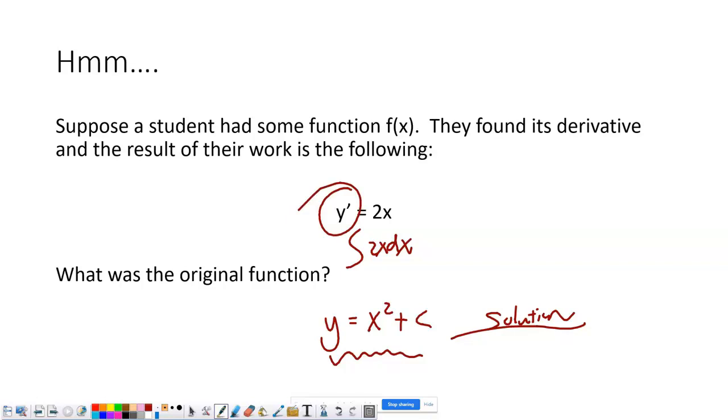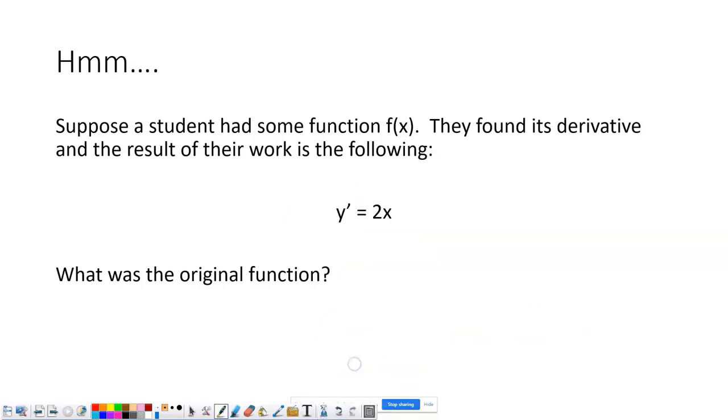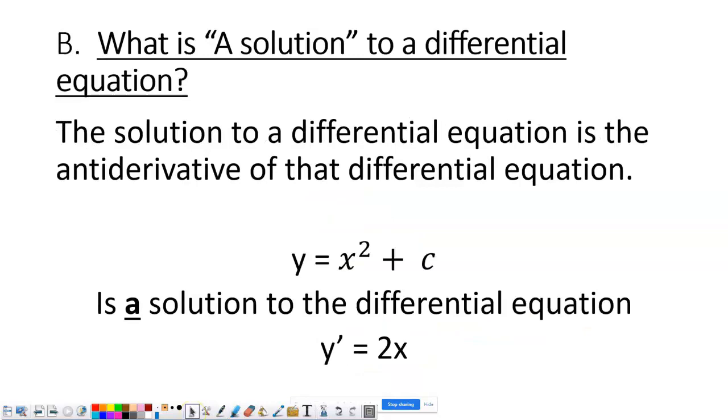Now there's two types of solutions. There's the particular and then there's the general. So we'll talk about those. Let's summarize what we've learned here so far. The solution to a differential equation is the antiderivative of that differential equation. It's funny, I'm just giving you a whole bunch of words that are synonyms, but you need to know the vocabulary because they're going to use it, and you need to know what they're talking about when they do. So antiderivative is also known as an indefinite integral, which is also known as a solution to a differential equation. All right, and that's that.